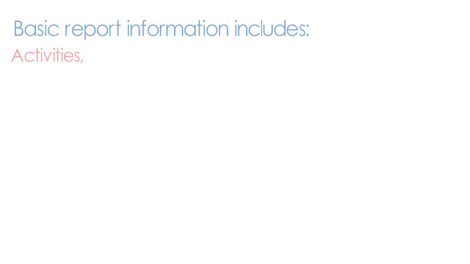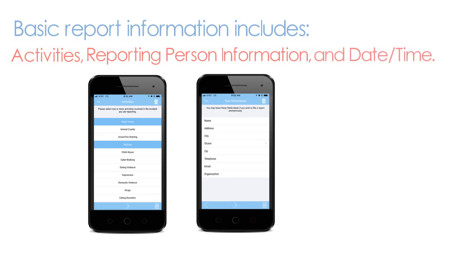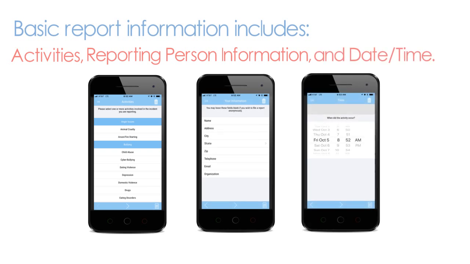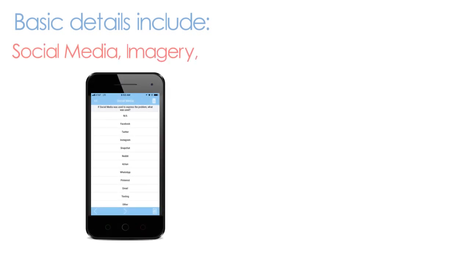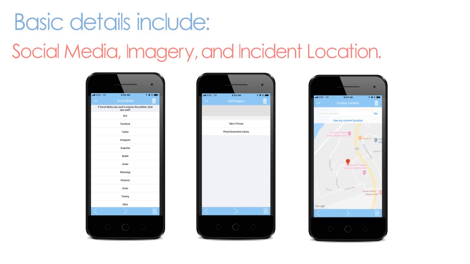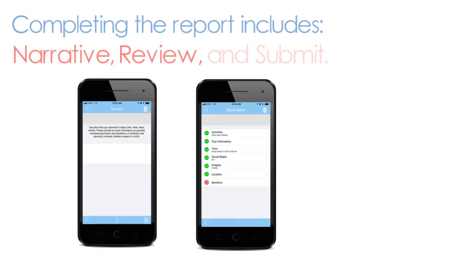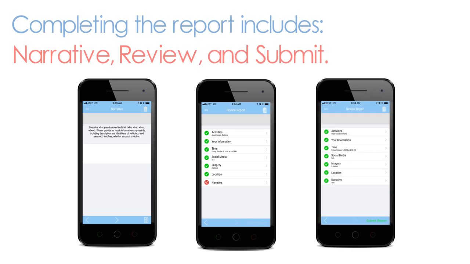Basic report information includes activities, reporting person information, and date and time. Basic details include social media, imagery, and incident location. Completing the report includes narrative, review, and submit.